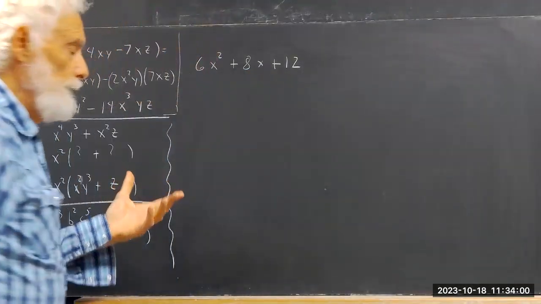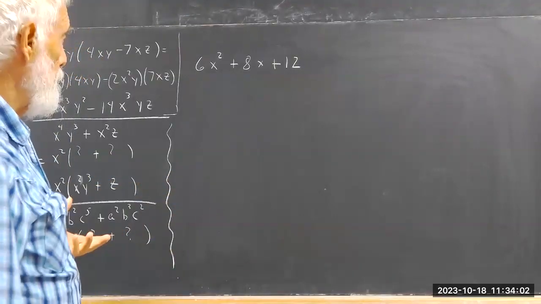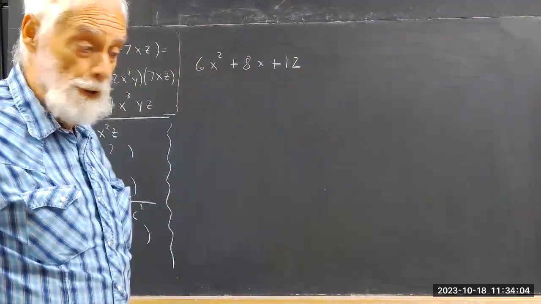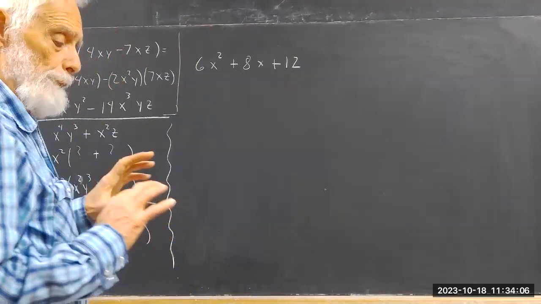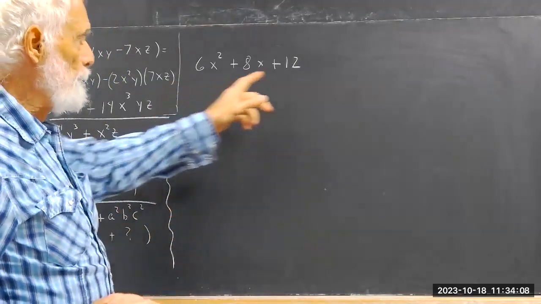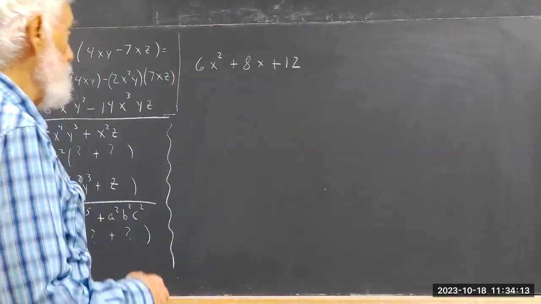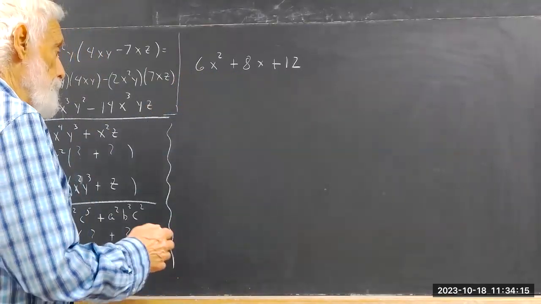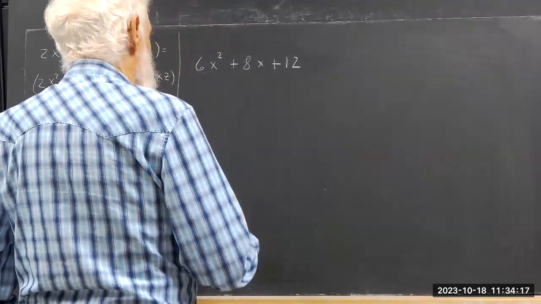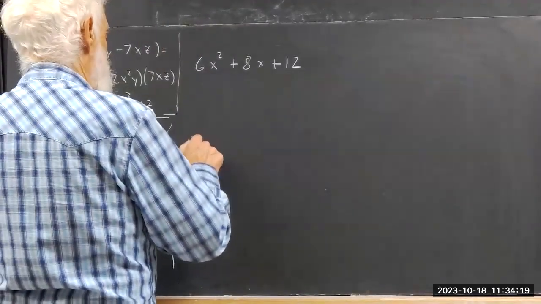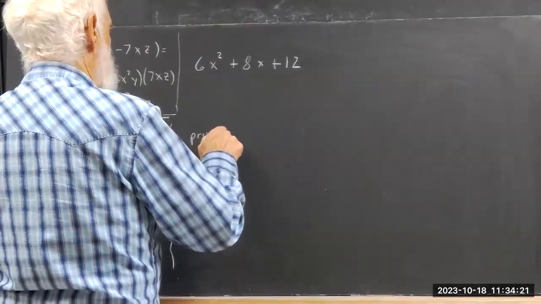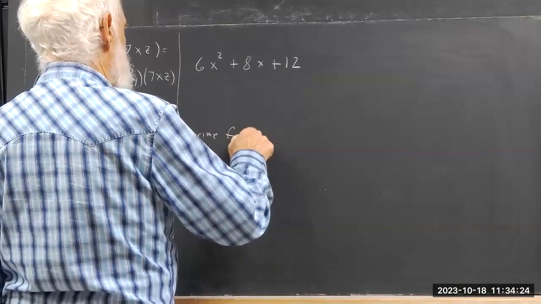Now, we're going to be dealing with numbers, and not everybody has all the multiplication facts at their disposal, especially when we get into bigger numbers. So we're going to start with some simple numbers here. 6x squared plus 8x plus 12. And we want to look at prime factorizations.